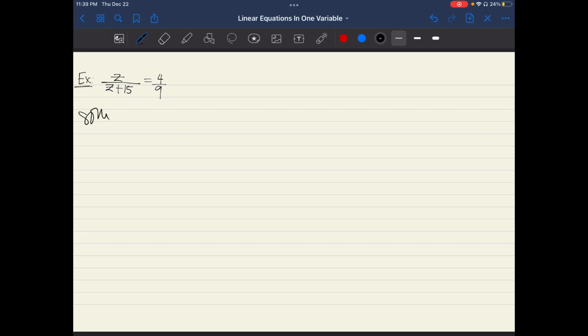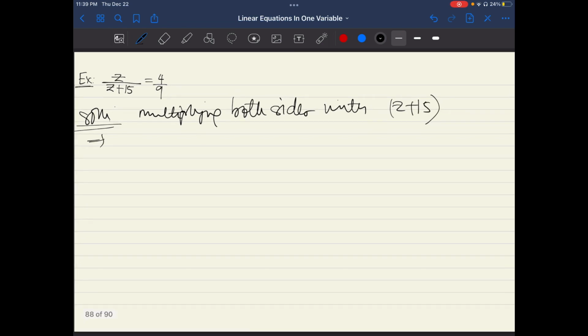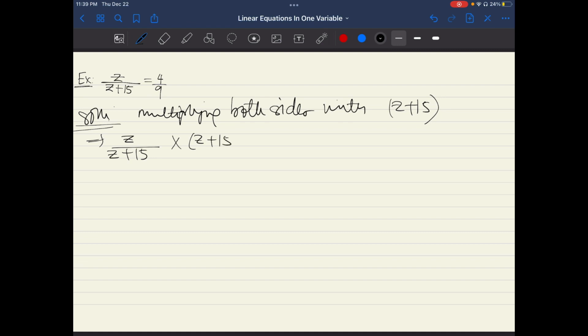Now let's move on to the next question, which is z over z plus 15 equals 4 over 9. Again, now we have to get rid of the z in the denominator in this case. We will start with multiplying both sides with z plus 15. What will we get? Z over z plus 15 times z plus 15 equals 4 over 9 times z plus 15.